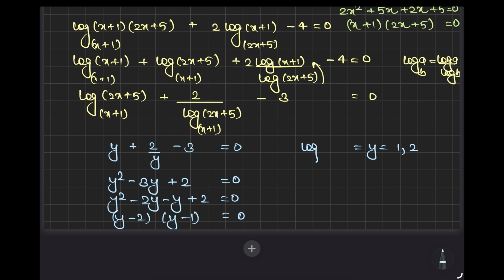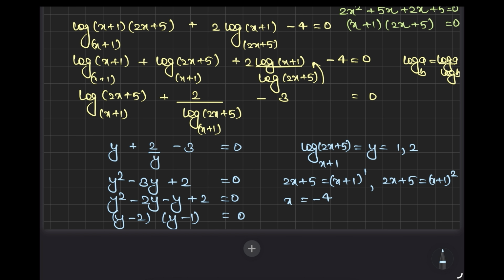So who is y? y was log 2x plus 5 base x plus 1. So we will break down this thing into two components. So log a to the base b is a number, which when b is raised to it gives a. So x plus 1 power 1 is your first component: 2x plus 5 equals x plus 1 power 1. Now simplify this thing. So x will come to this side, so x is equal to minus 4.